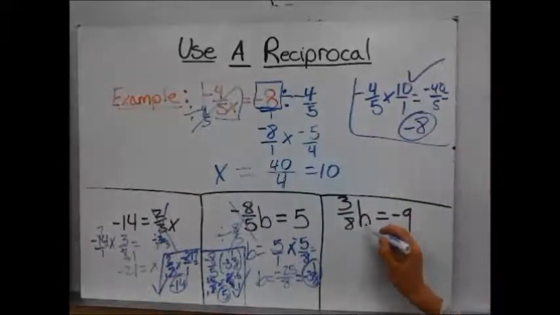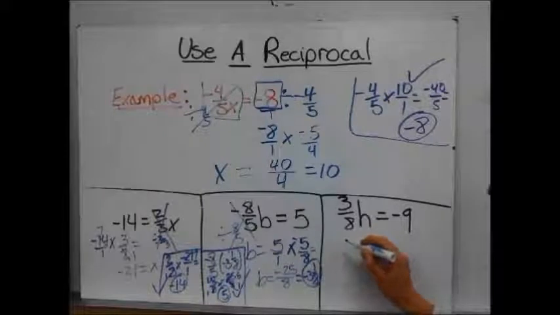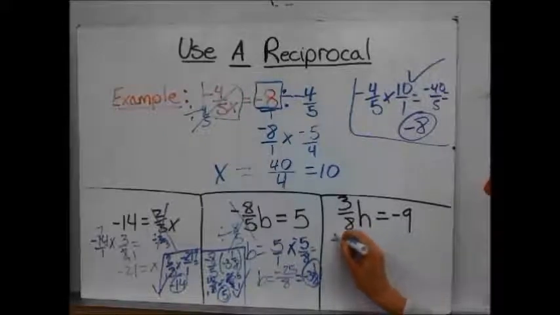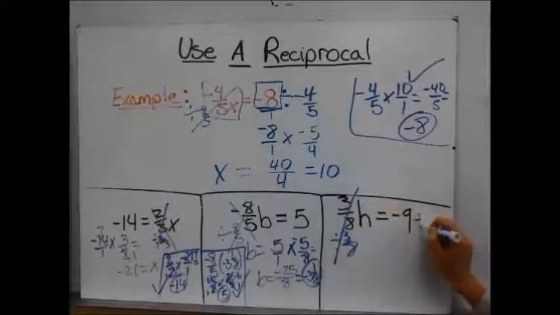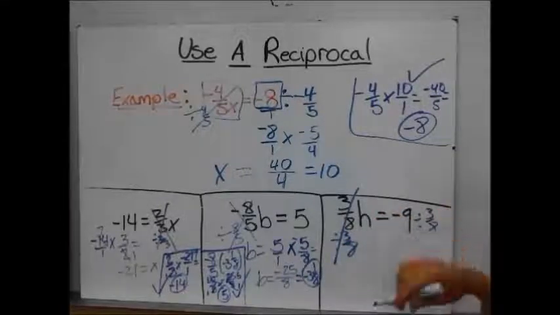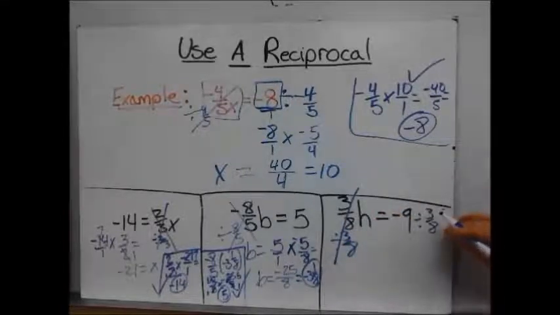3/8 h. This is multiplication, so I need to divide. I'm going to divide by 3/8. That cancels out. Divide this by 3/8, which I can skip this step and go straight to multiplying by 8/3.